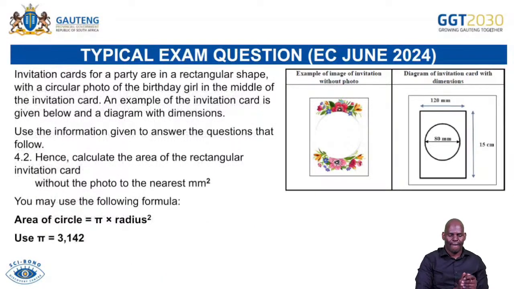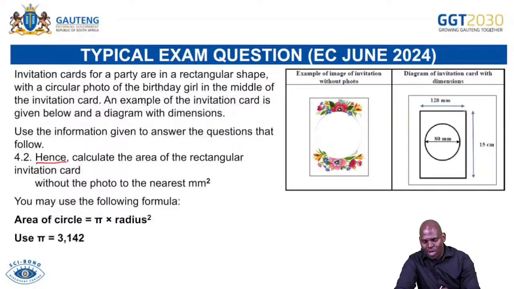Right. Then still on the very same information, they say hence. So hence, it means it's a follow-up. You must use the information from the previous question. It's either the information or you're going to use the answer from the previous question. Calculate the area of the rectangular invitation card without the photo to the nearest millimeter squared.